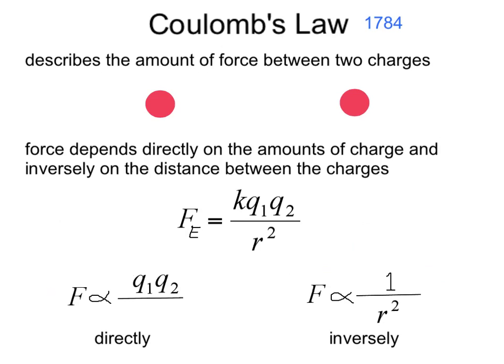Charles Auguste Coulomb published his Coulomb's law in 1784 in his memoirs. This describes the amount of force between two charges. Let's call this charge Q1 and this charge Q2. You notice that the force depends directly on the amounts of charge and inversely on the distance between the charges. He called that distance r. Thus the electric force is equal to a constant of proportionality k times Q1 times Q2 divided by r squared.